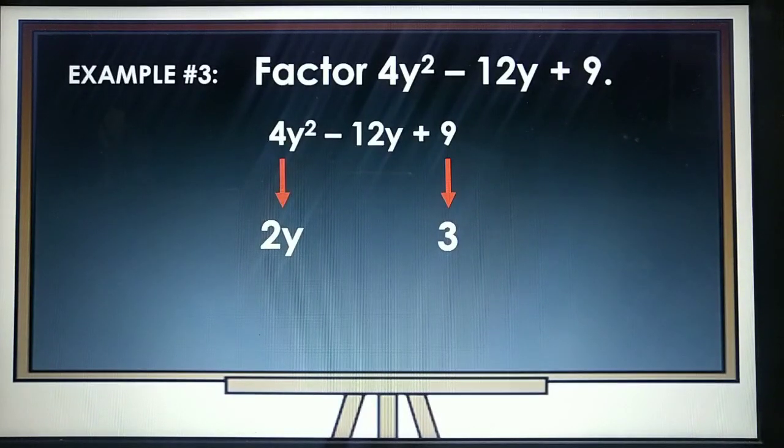We will multiply the two square roots. 2y times 3 is equal to 6y. Then we will multiply it by 2. 2 times 6y is 12y. And it is the same as the middle term of the trinomial. Then we can say that this trinomial is also a perfect square trinomial. So let's continue.